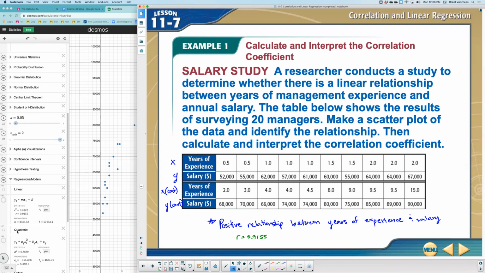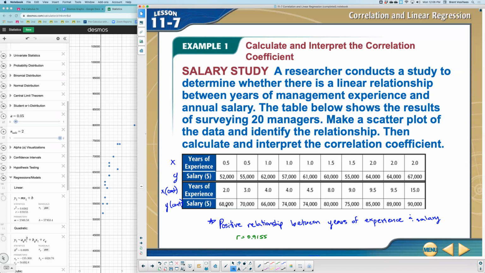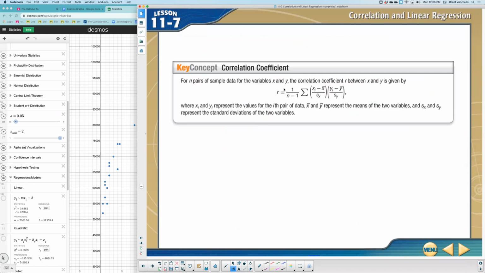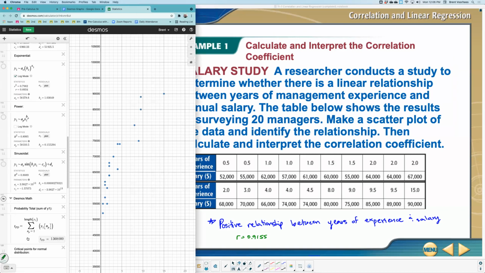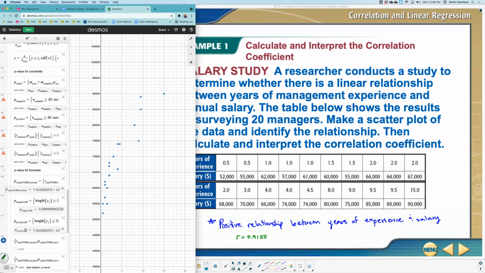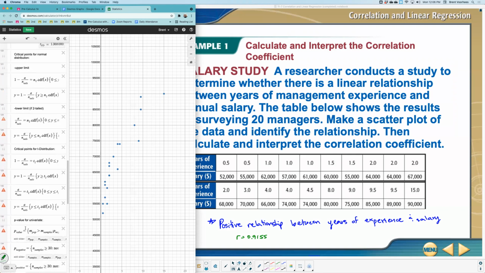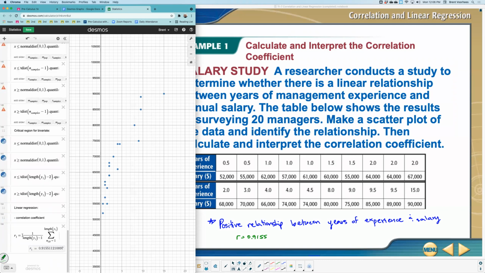Now, if you were wondering, how do I get that? Well, if you wanted to get that, you could type in this formula, substituting all the information here to find out that value. I think I might actually have it in this Desmos. Let me just really quickly check near the very bottom. Correlation coefficient. I'm not seeing it, so maybe I've moved it out of there. Oh wait, here it is.